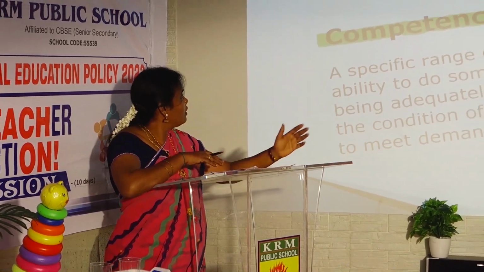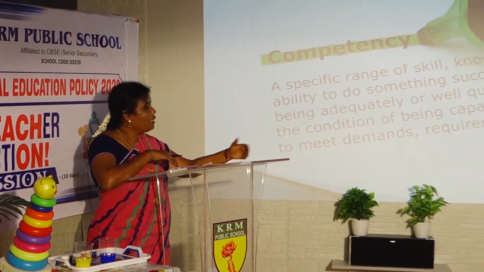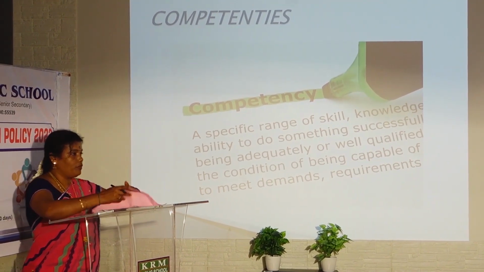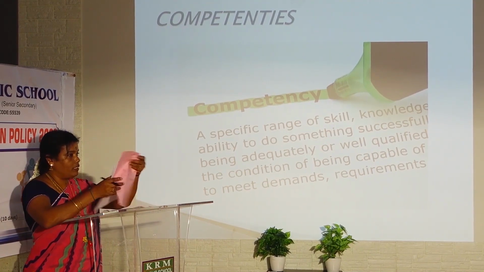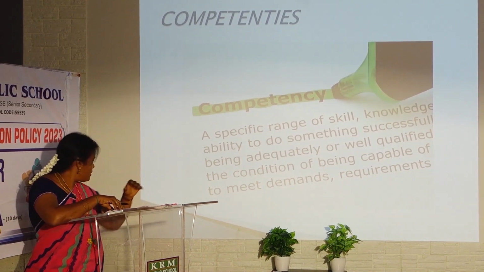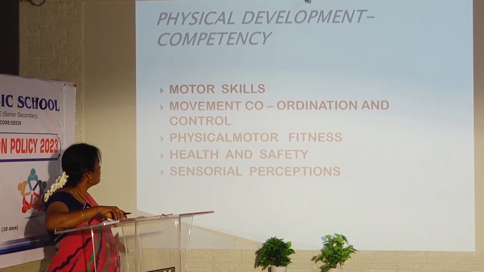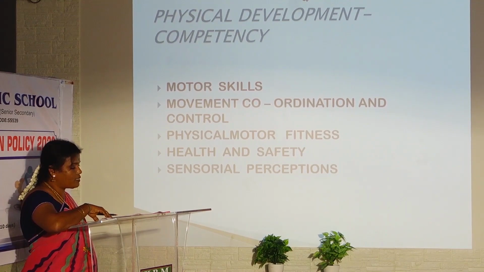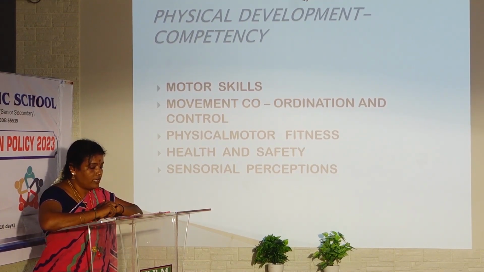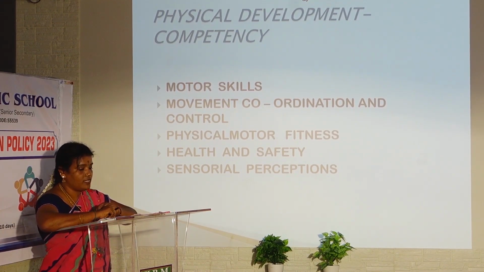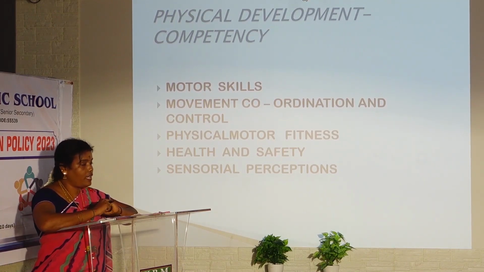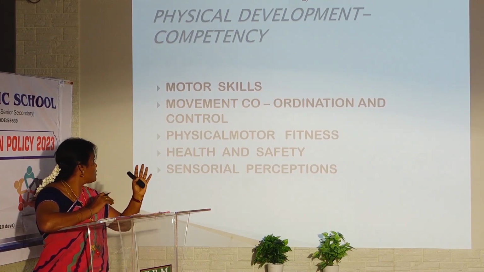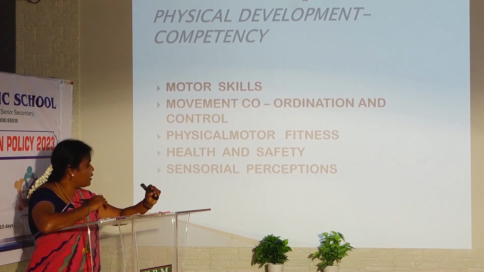We have seen curricular goals for all the domains. In the same way, we are going to discuss the competencies also. First, we will go for the physical development. Here we have some guidelines. For physical development competency, the first one is motor skills. Children should develop a range of gross motor and fine motor skills such as running, jumping, catching, throwing, cutting with scissors and holding a pencil. Next, we'll go for movement, coordination and control.